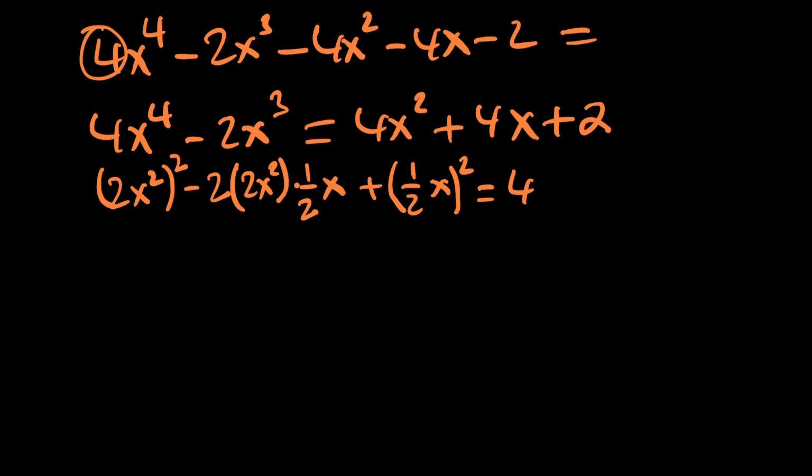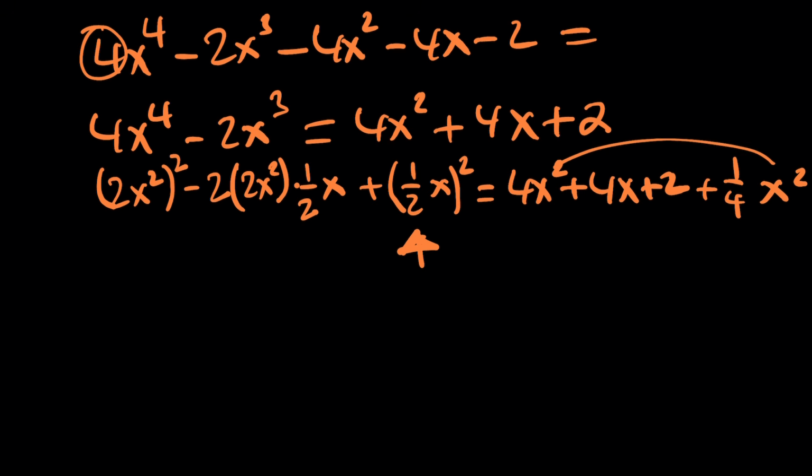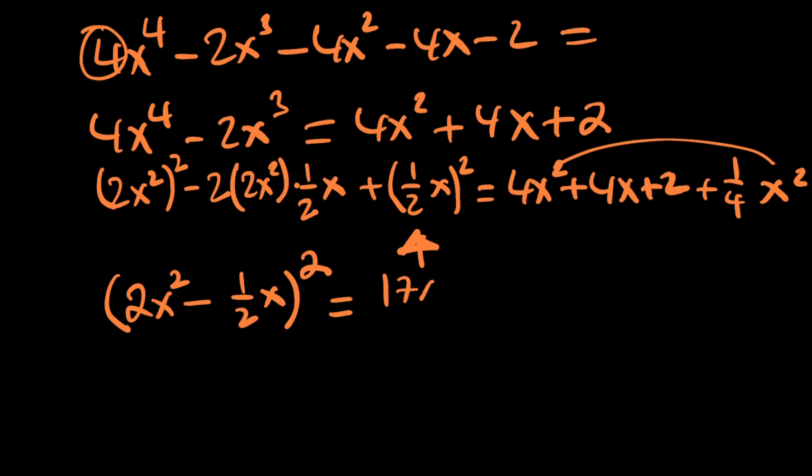And of course, it's going to look like this on the right-hand side, because when you square this, it's going to be 1/4 of x squared. So these two can be combined. Okay? Cool. Now, what happens to the left-hand side? It becomes (2x squared minus 1/2 of x) quantity squared. You get the idea? a squared minus 2ab plus b squared. And the right-hand side is just going to be weird, like 17x squared divided by 4. You could also separate the coefficient, plus 4x plus 2. So the right-hand side is still a quadratic, which is good.